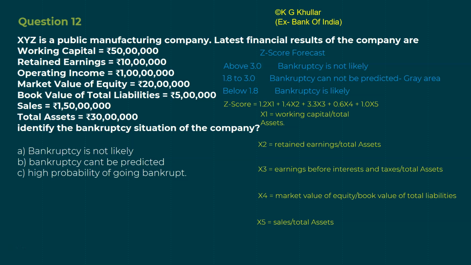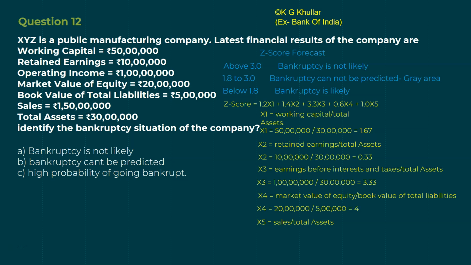So this was Altman's Z-score in short, and now let's come back to our question. x1 for this question can be calculated as working capital divided by total assets, which equals 50 lakhs divided by 30 lakhs, which gives 1.67. x2 equals retained earnings divided by total assets, which equals 10 lakhs divided by 30 lakhs, which is 0.33. x3 equals operating income divided by total assets, which is 1 crore divided by 30 lakhs, which gives 3.33. x4 equals market value of equity divided by book value of total liabilities, which equals 20 lakhs divided by 5 lakhs, which equals 4. x5 equals sales divided by total assets, which is 1.5 crore divided by 30 lakhs, which gives 5.